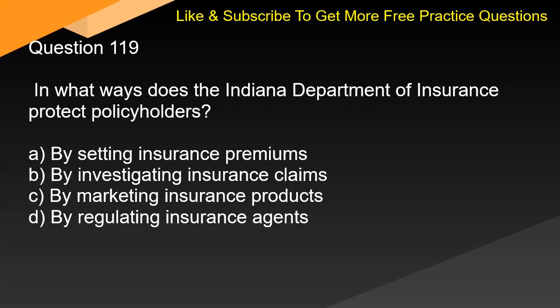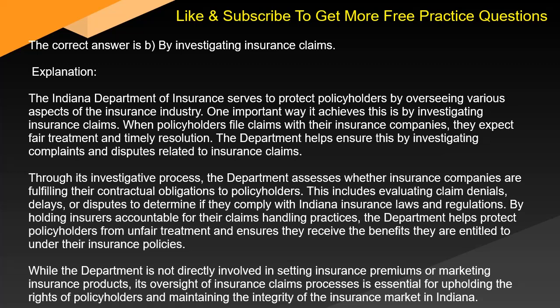In what ways does the Indiana Department of Insurance protect policyholders? A. By setting insurance premiums. B. By investigating insurance claims. C. By marketing insurance products. D. By regulating insurance agents. The correct answer is B. By investigating insurance claims. Explanation.